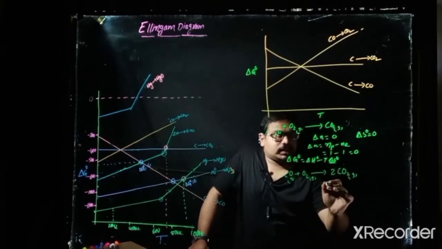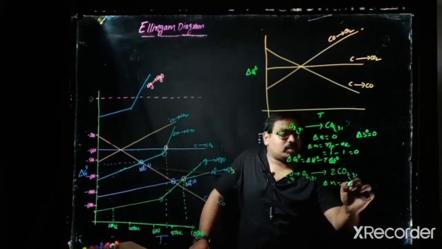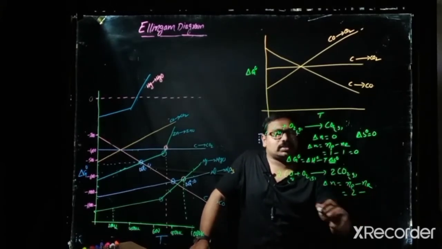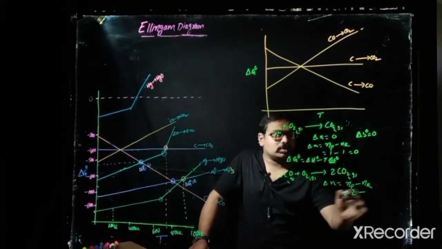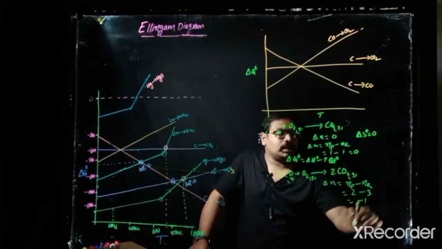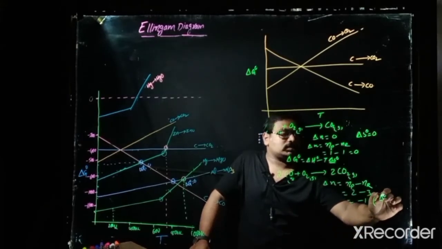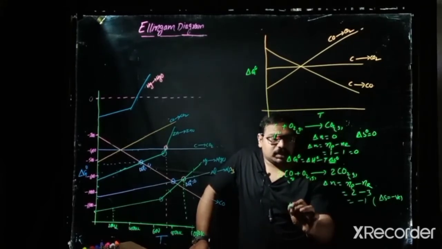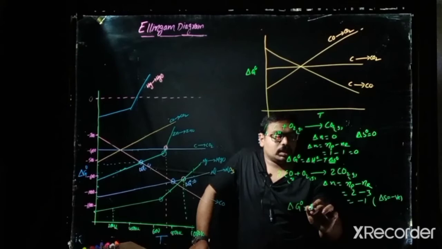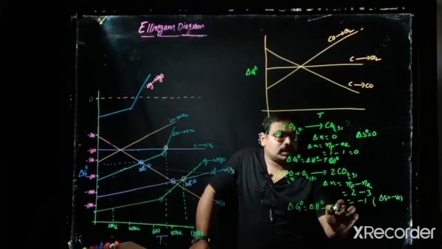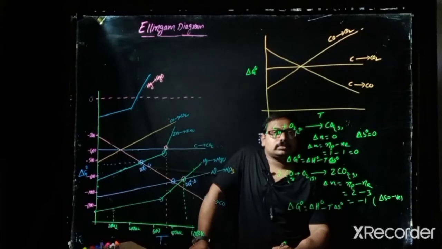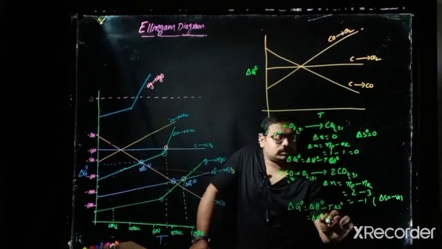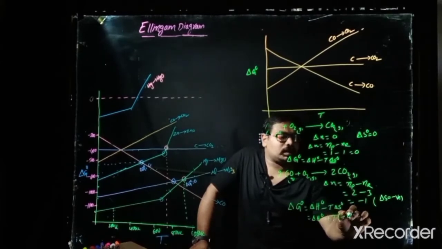So if you are calculating delta n, it means number of moles of products minus number of moles of reactants. On the product side 2 moles are there, on the reactant side we are getting 3 moles. So delta n will be negative, so delta S also will be negative. Applying the temperature, delta G naught is equal to delta H naught minus T delta S naught, that is delta H naught plus T into minus of delta S naught.